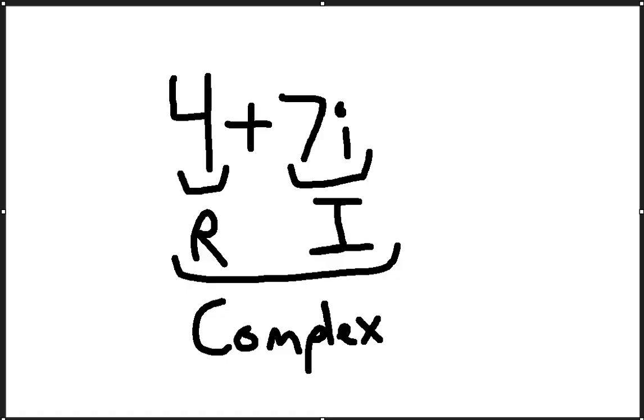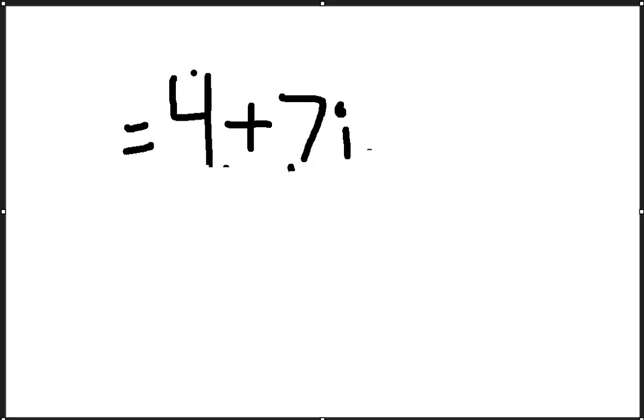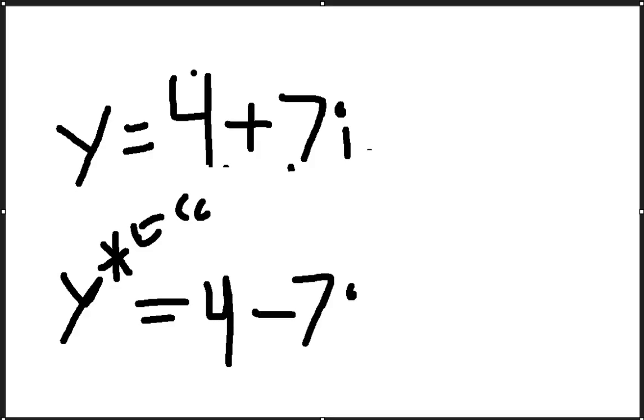There are lots of examples of complex numbers, but the complex conjugate is pretty simple. Let's say this expression is equal to, sorry, I'll call this y. But y star, which we call the complex conjugate, will be equal to 4 minus 7i.